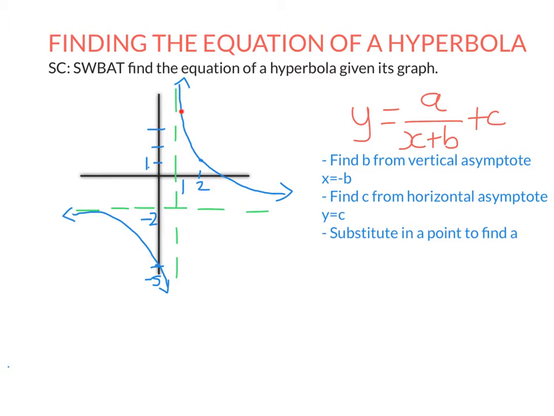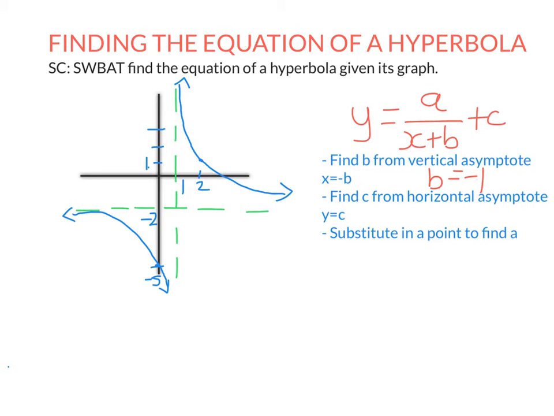So the vertical asymptote here is x equals 1. So that means the value of b is actually going to be negative 1, because remember that the vertical asymptote is x equals minus b. And that makes sense because if I substitute b for minus 1, then x equals 1 would make the denominator of this fraction 0, which you can't do.